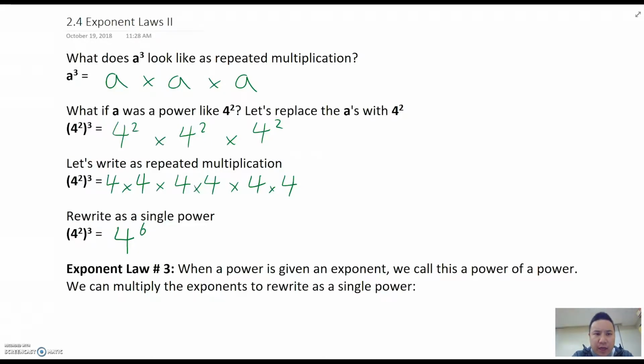So if you take a look at these exponents, let's see if we can come up with a shortcut. So we start off with 2 as an exponent, and we had another 3 there as an exponent, and we ended up with 6. So as you can see, what's happening is we're just multiplying these exponents, and that gives us the exponent on our single power.